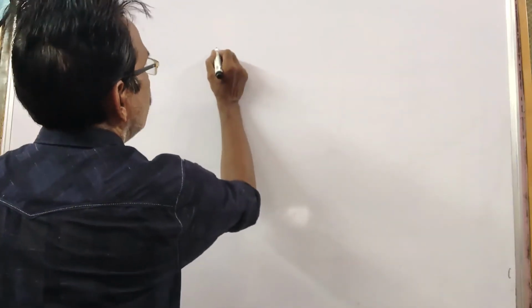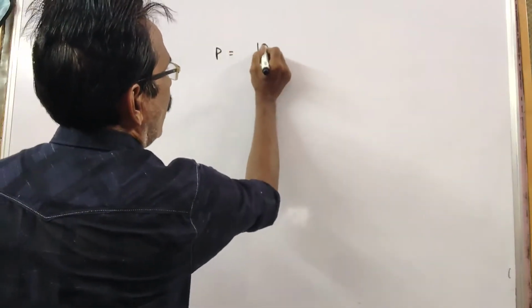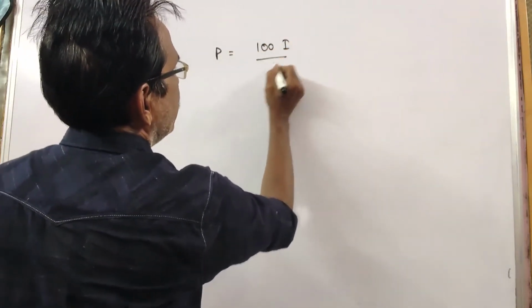A sum was put at simple interest at a certain rate for 3 years. Had it been put at 2% higher rate, it would have fetched 360 rupees more. Find the sum. Sum means you have to find P, principal. So principal is equal to 100I by TR.